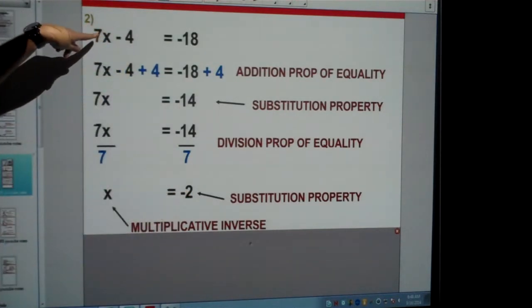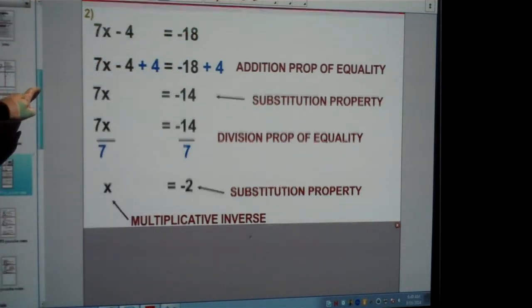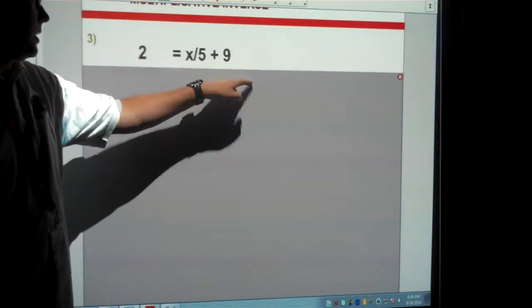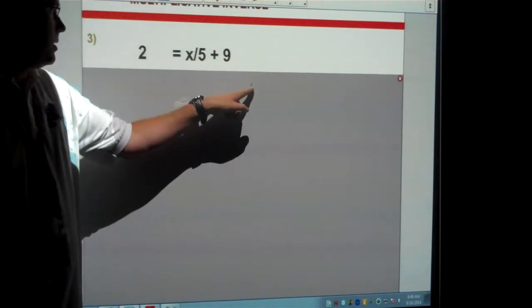If we have time, we could plug this back in. 7 times negative 2 is negative 14. Take away 4 is indeed negative 18, so I know that I have this question right. So you should never have an incorrect answer. Now, when I say incorrect answer, if you get something like 10 equals 12, then that means you made a mistake, because obviously that's not true. So it should be the number equals itself is what you're looking for when you plug back in.